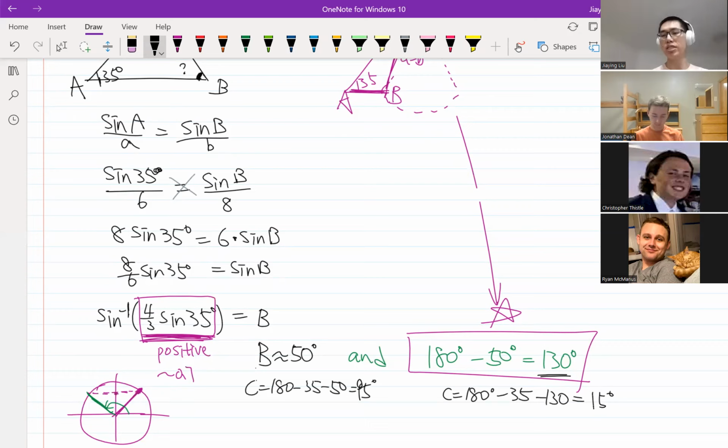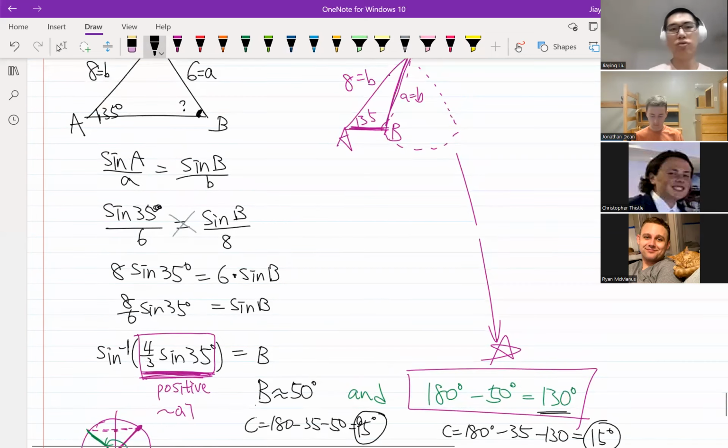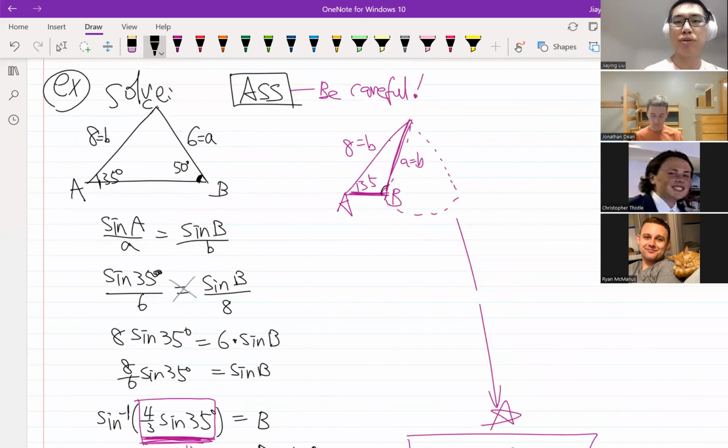Sure, no problem. So in this case, both values are valid for an angle inside a triangle, so that's okay to have. So we just have two triangles, like I drew earlier. On the left, B is 50 degrees and C is about 95 degrees. On the right, B is about 130 degrees, and C is going to be 15 degrees. So we have two possible triangles from the given information.